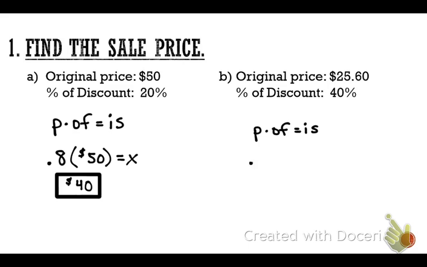0.6. 0.6 is correct. Now I'm going to multiply it times my of. Remember, the of is the original price that the item was. Nikki, what was the original price? The original price was $25.60. Good job. And that's going to give me my is, which if you remember, we're just going to call it X because that's going to be the sale price. Cameron, what do you get when you multiply 0.6 times $25.60?